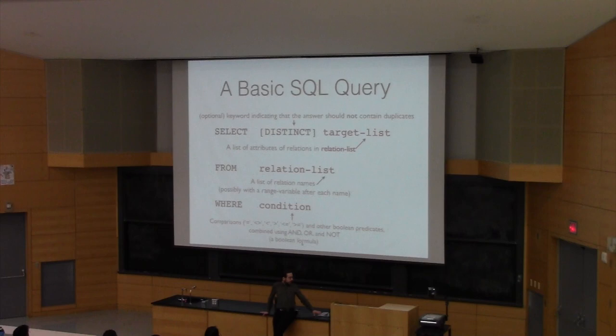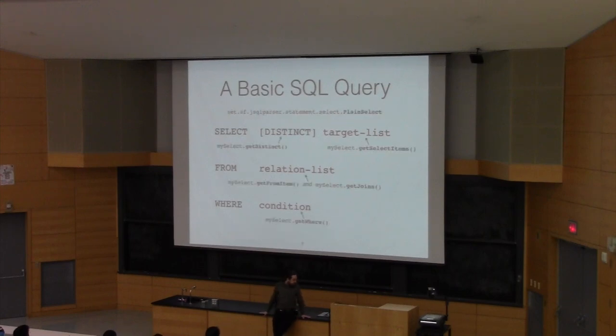I'm skipping over one thing, which is the distinct keyword. And the distinct keyword basically says that you should get rid of duplicate values. So this basically says this query is going to produce a set rather than a bag as output. If the distinct keyword isn't there, then you get a bag. If the distinct keyword is there, you get a set.